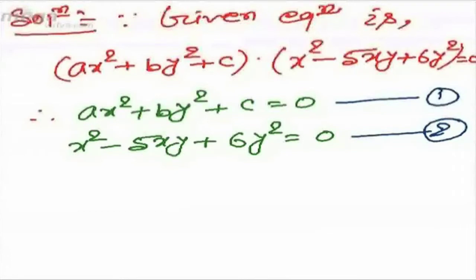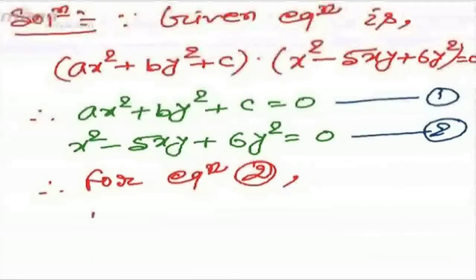Now we will check here, because we don't know about the first equation, but we can say with 100% surety which curve the second equation will represent, because we know the value of the coefficient of x square, coefficient of xy, and coefficient of y square. So here we will find out for equation number 2 the value of h square minus ab.